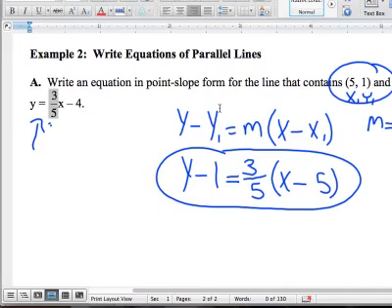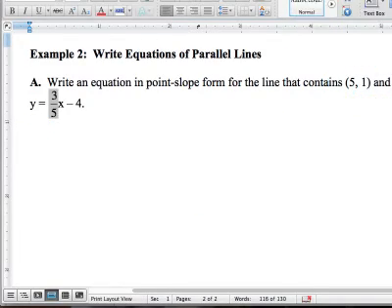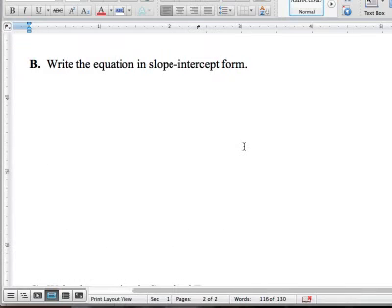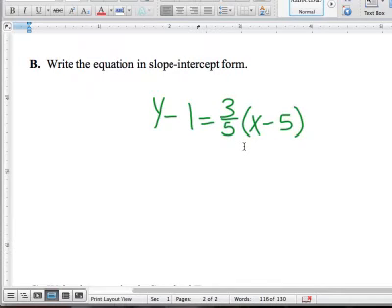Now part B wants us to write it into slope-intercept form. So we're going to have to practice going from here to slope-intercept. What you need to do is rewrite that equation down here on letter B. Let's see, it was y minus 1 equals 3/5 times (x minus 5), I believe. Yes, okay. So we need to take the steps to getting this into slope-intercept form, which is y equals mx plus b. So we need to get y by itself.